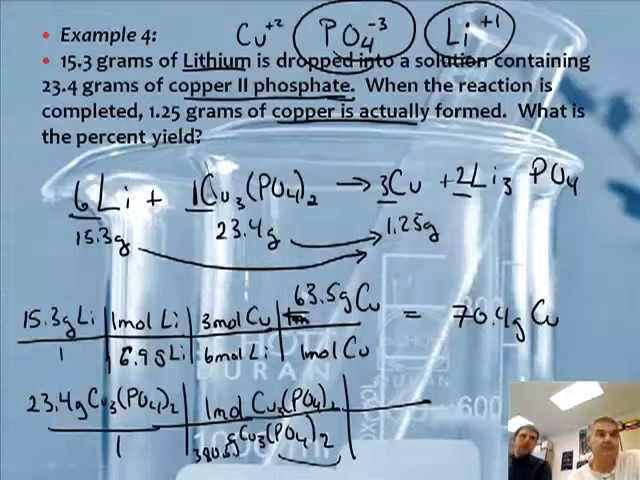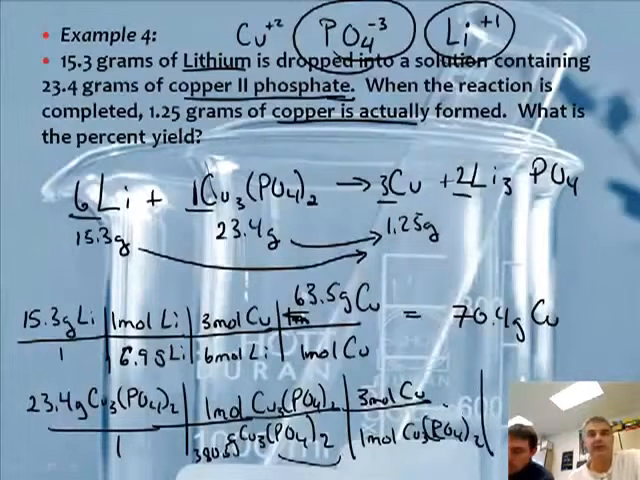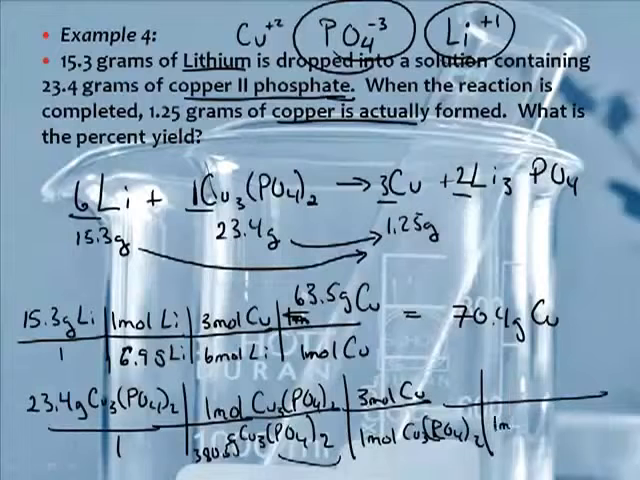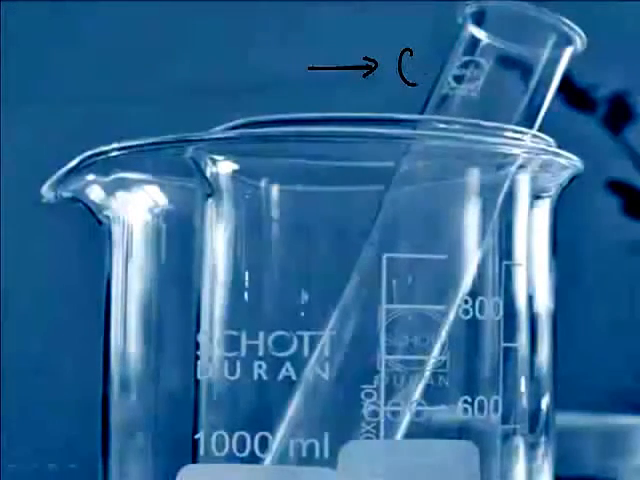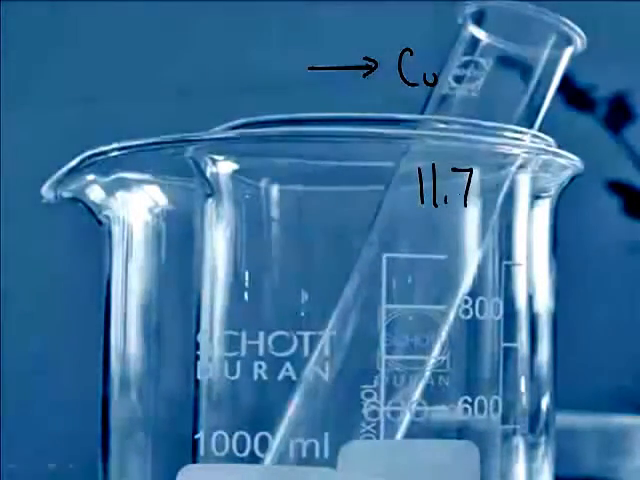And then we're going to say, 1 mole of the Cu3(PO4)2 to 3 moles of copper. One more step: 1 mole of copper to 63.5 grams of copper. And this gives me 11.7 grams of copper. The lower number is 11.7. So I'm expecting to make 11.7 grams of copper, because that's the limiting reactant.